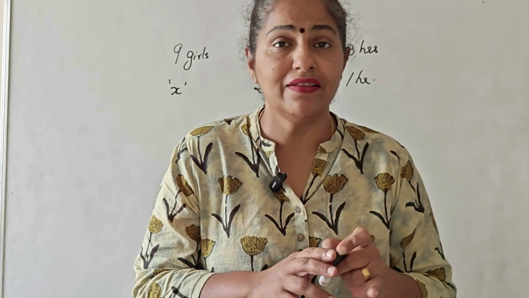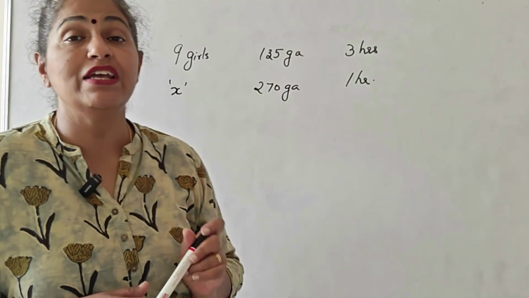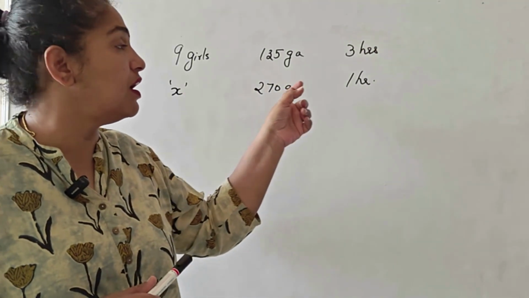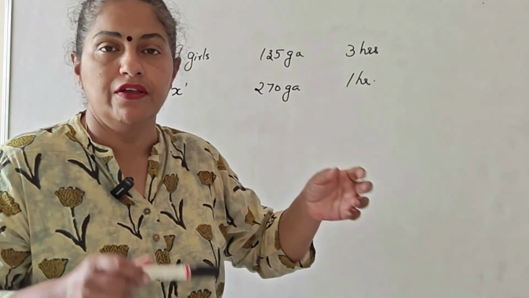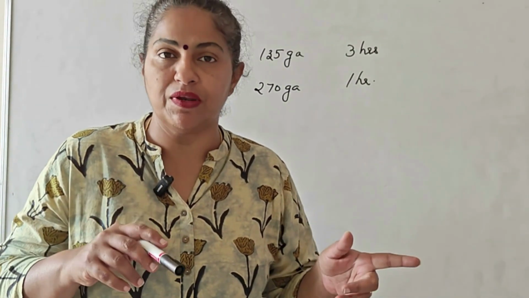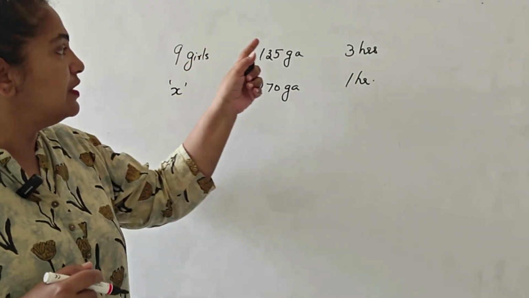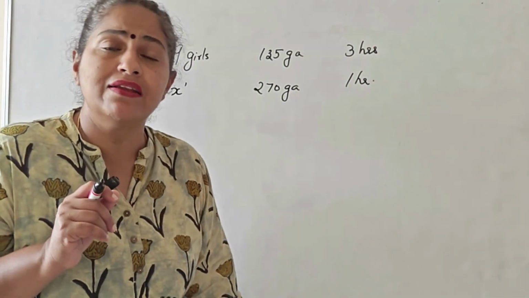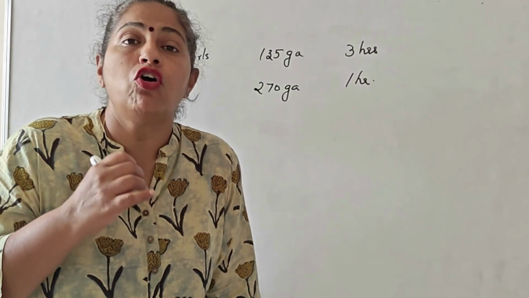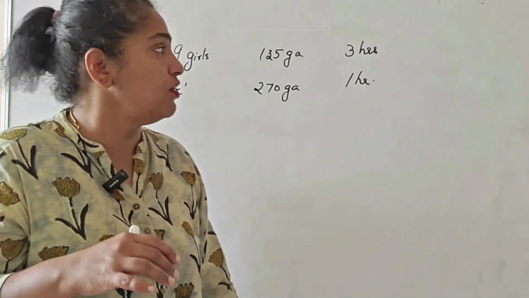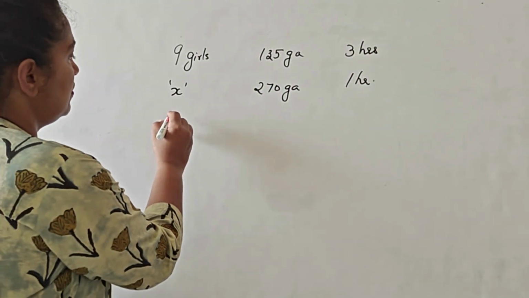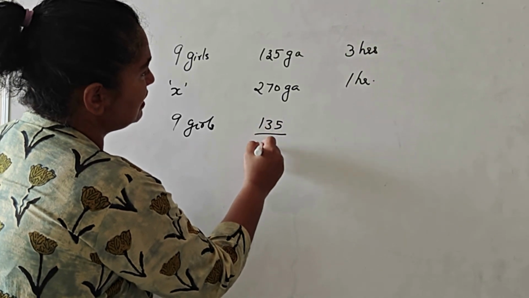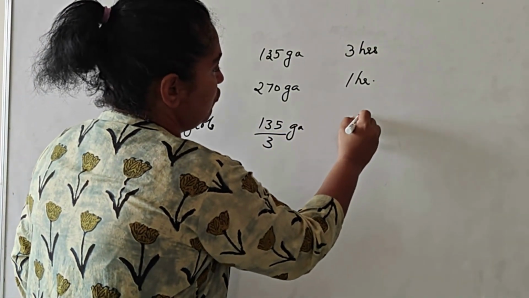9 girls take 3 hours to make 135 garlands. How many girls are needed to make 270 garlands in 1 hour? Okay. So now let us proceed this sum as we did in the previous sum. 9 girls can make 135 garlands in 3 hours. So how many garlands can they make in 1 hour? Will it be more or will it be less? It will be lesser because the time is reduced. So 9 girls can make 135 by 3 garlands in 1 hour.